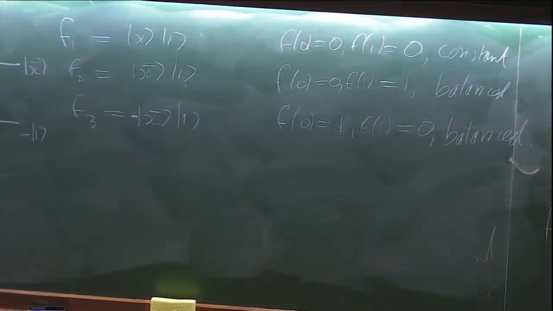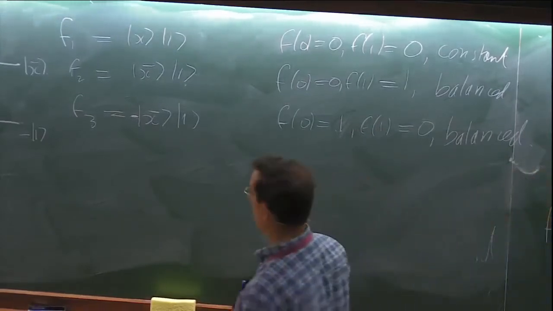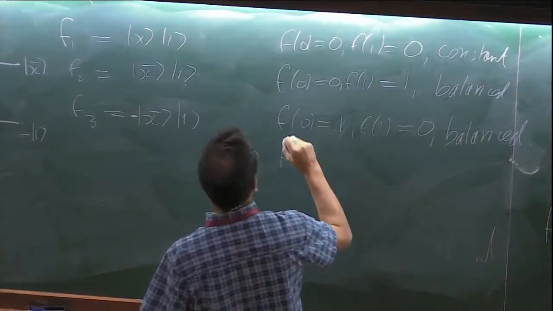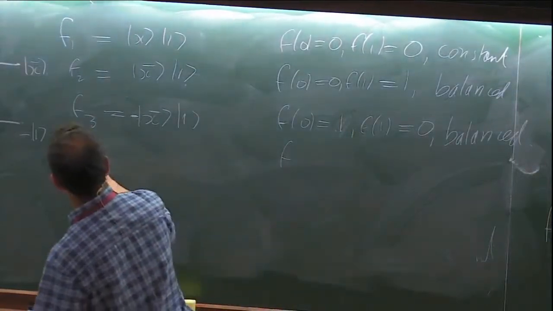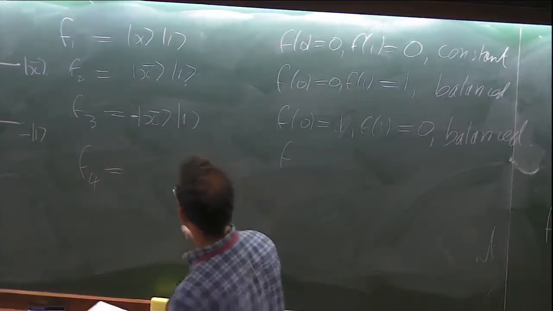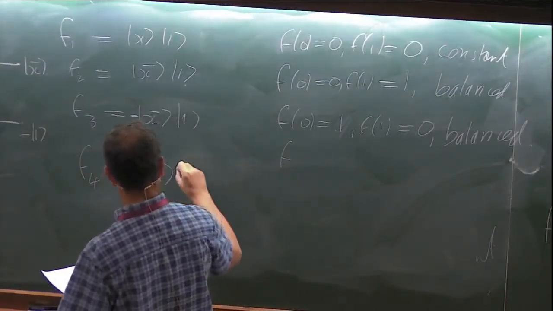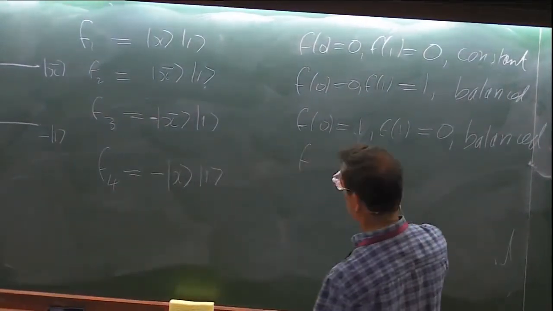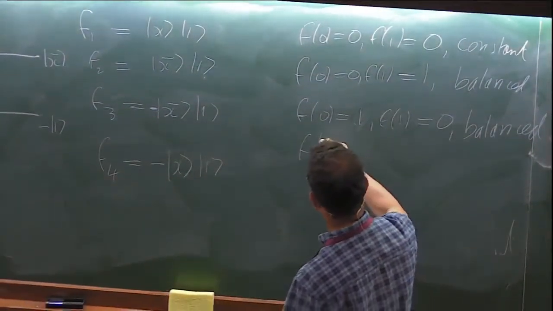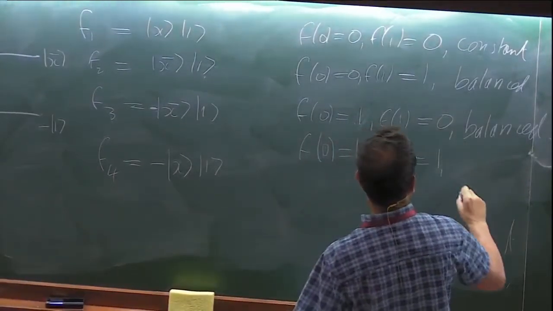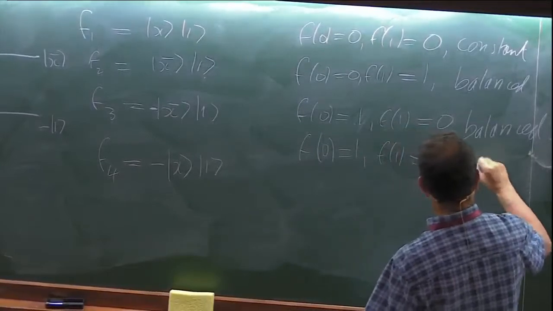And I think this has gone on long enough, so I'm just going to tell you, if you repeat the same thing for the fourth function, this is F4, what you get is X, not X bar, and it's flipped in sign. So that's another simple exercise for the student. F0 equals 1, F1 equals 1, and this is constant.